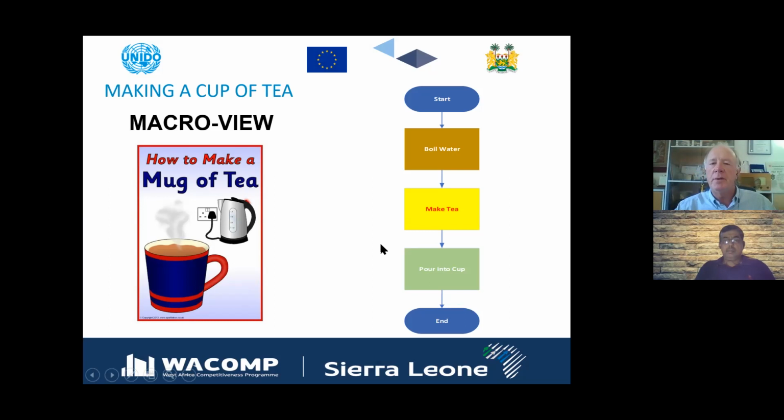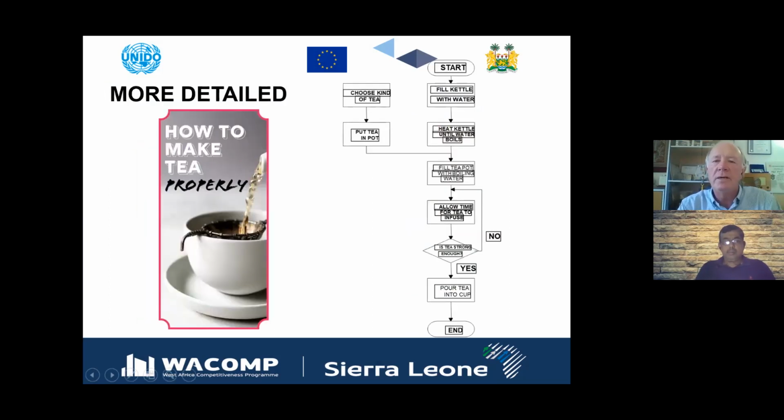So if we then look in a little more detail at how to make a cup of tea properly, maybe the start of the process up here, we fill the kettle with water. We heat the kettle until the water boils. In parallel, we will have chosen what kind of tea we want to make, and we will have put some tea in the pot. It may be in tea bags or it may be loose tea. We then fill the teapot with boiling water.